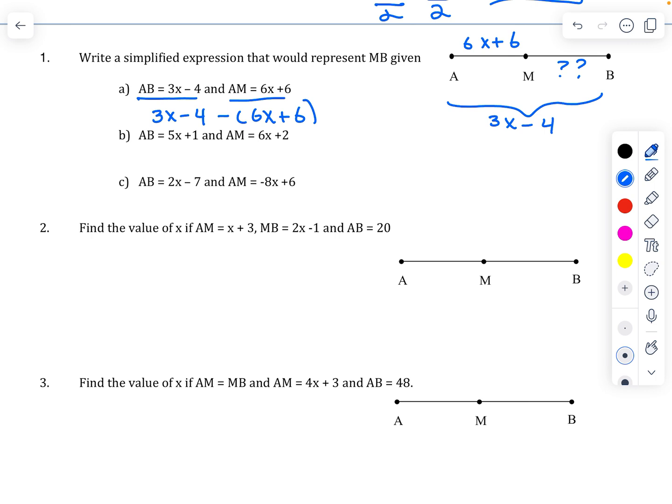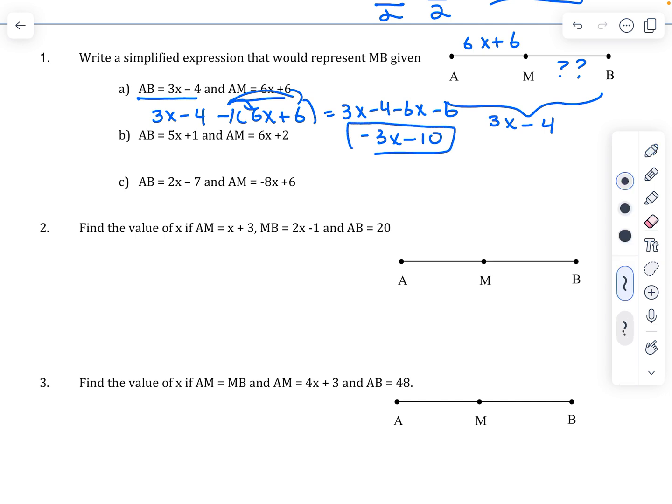So this is an expression. An expression doesn't have equal signs. You're not trying to figure out what x is. Your answer will have x's and numbers. Notice there's a negative here, so I do want you to simplify. Let's distribute the negative. So I have minus 6x minus 6. Combine your like terms. So your answer for this one would look like this.